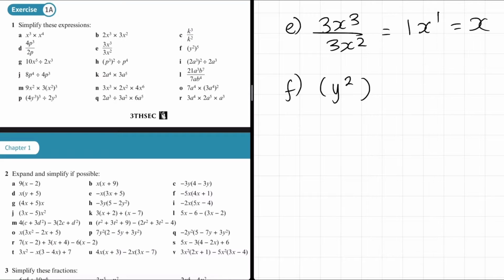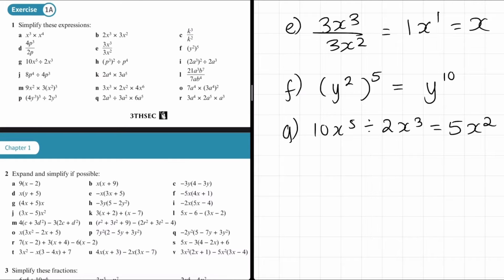y squared to the power of 5. Here you would multiply the powers, so we are left with y to the power of 10. 10x to the power of 5 divided by 2x cubed. Here you would do 10 divided by 2, which is 5, and then x to the power of 5 over x to the power of 3 is x to the power of 2.